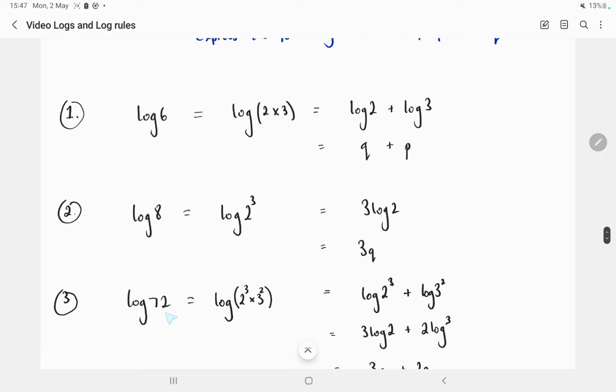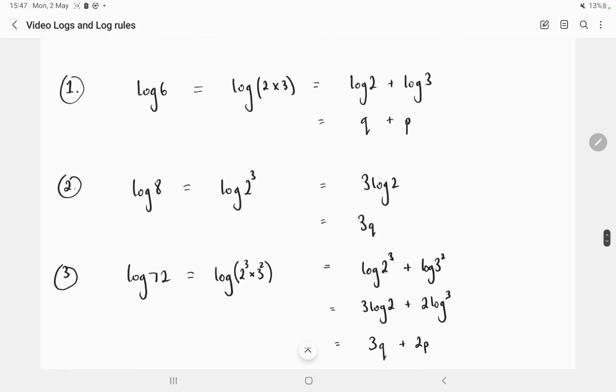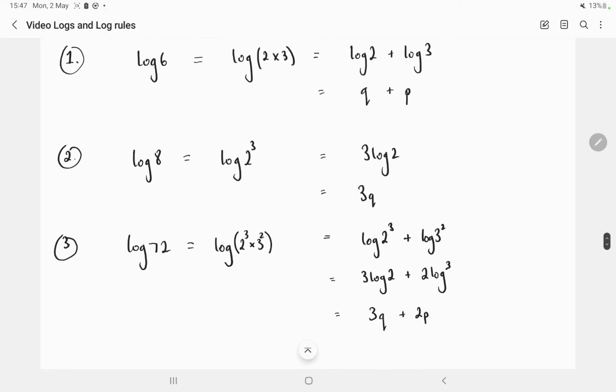The third one here, 72 can be rewritten using a product of primes as 2 cubed by 3 squared. So therefore the log of 72 can be written as the log of 2 cubed plus the log of 3 squared. Bring these indices to the front of the logs, 3 log 2 plus 2 log 3. Then our answer is 3q plus 2p.